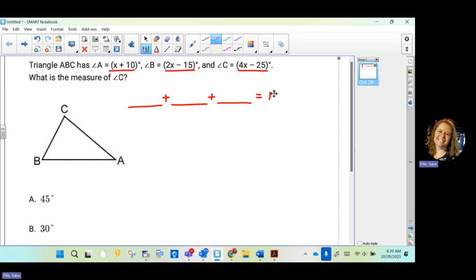it should equal 180. Now, if you wanted to go in your picture and label it to help you see it better, you could do that. Okay, but really all we needed here was to know the triangle angle sum theorem, which is that the 3 angles of a triangle add to 180. So some of you may write it out like this as your first step.